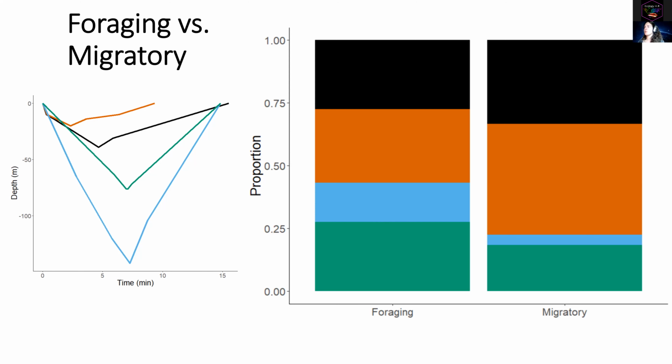The deep dives were the green and blue profiles. There was a higher proportion of those green and blue profile dives in the foraging phase, which was to be expected. The migratory phase had more of the orange and black, the more shallow dives. This matches the literature that I introduced in the beginning, that there are more deep dives during the foraging phase. However, the very, very deep dives, greater than 800 meters, do seem to occur mostly in the migratory phase.